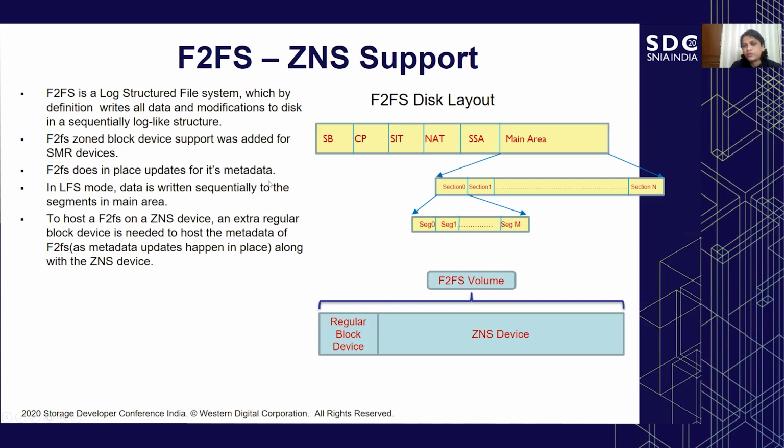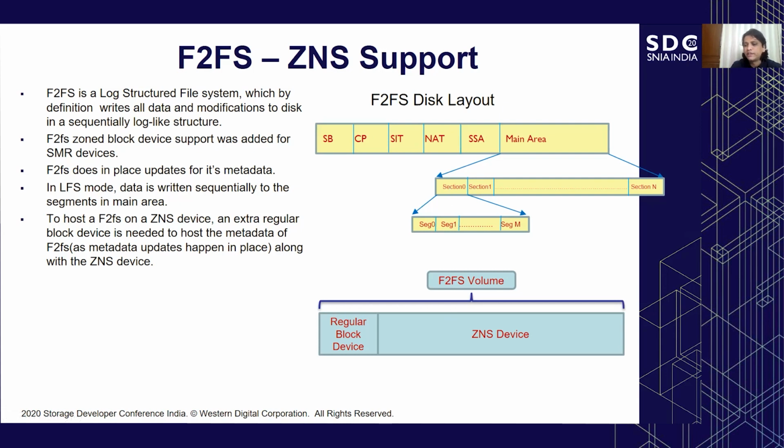If you look at the disk layout, the F2FS file system has the super block, the checkpoint, the segment information table, the node address table, the segment summary area, and the main area. The main area is where the data goes, and all the other areas are metadata areas. So when we do a format, the main area goes into the ZNS device, and all these other areas go into the regular block device. The main area consists of sections, and each section consists of segments.